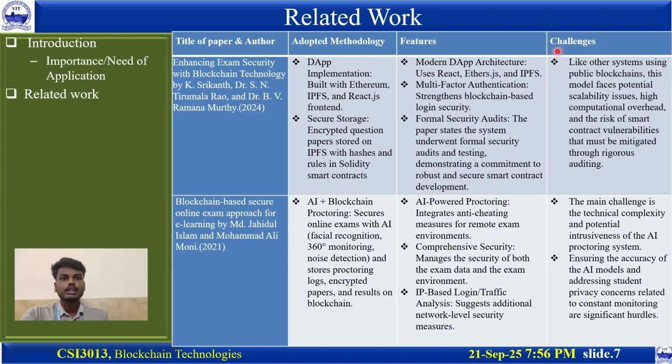Let us see the challenges faced by the system. Since it is using a public blockchain, like other systems, this model faces potential scalability issues, high computational overhead, and the risk of smart contract vulnerabilities that must be mitigated through rigorous auditing. So, new vulnerabilities can be discovered if not audited properly.